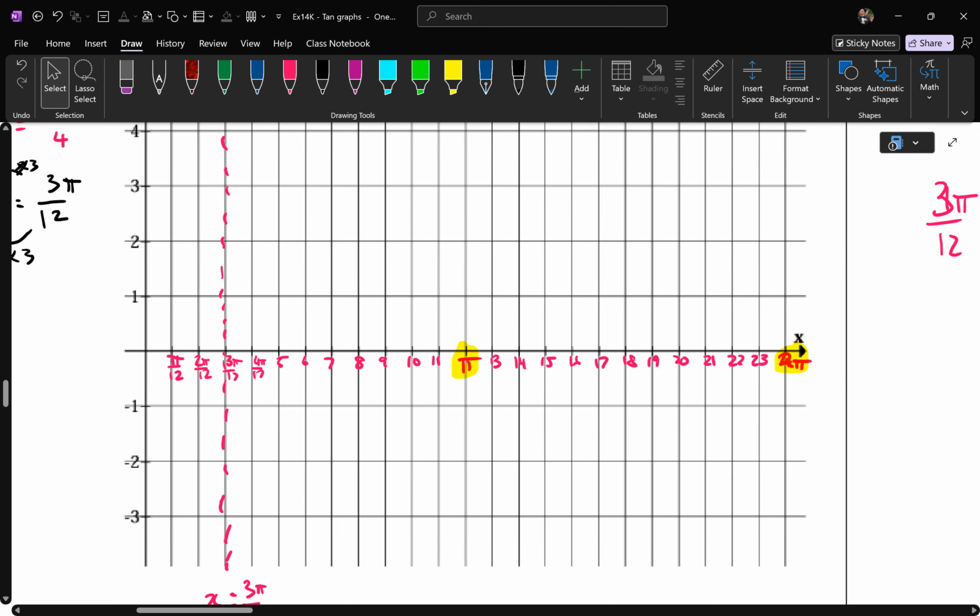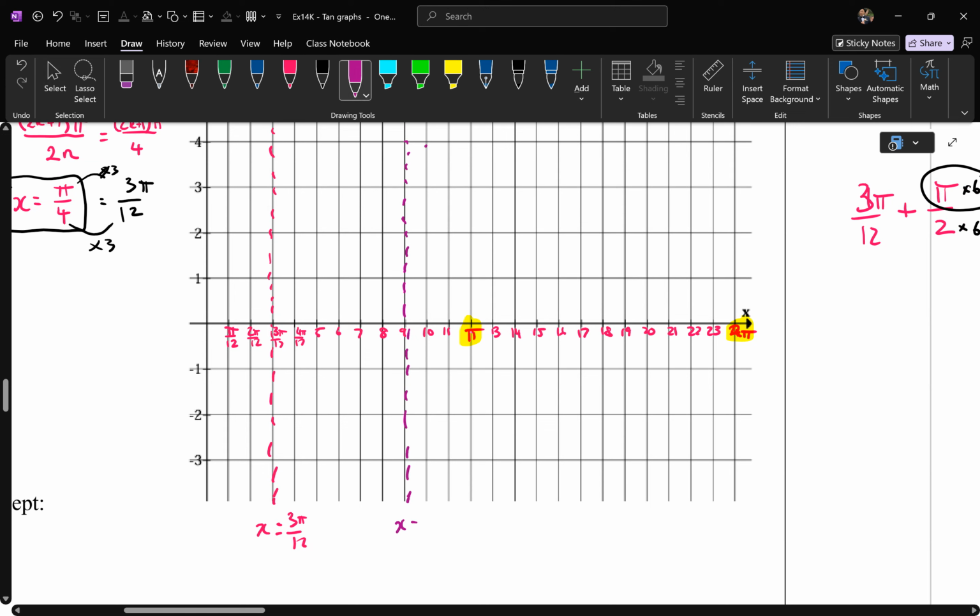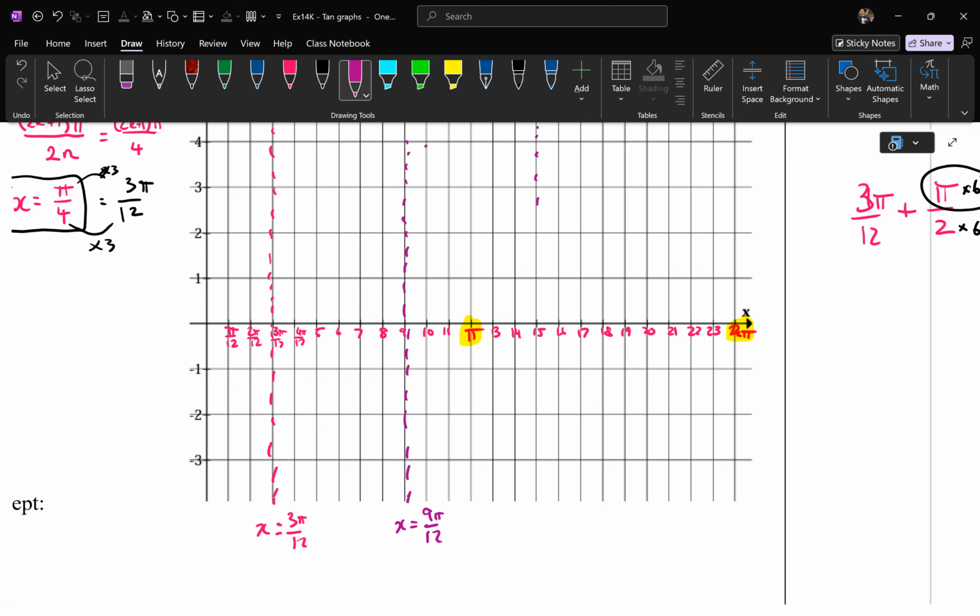3 plus 6 gives you 9. So here's my next asymptote at x equals 9 pi on 12, plus another 6 to get to your next asymptote. 9 plus 6 is 15. X equals 15 pi on 12. And then if I go to the next one, what is that? 15 plus 6, 21. And I get x equals 21 pi on 12 as my next asymptote.